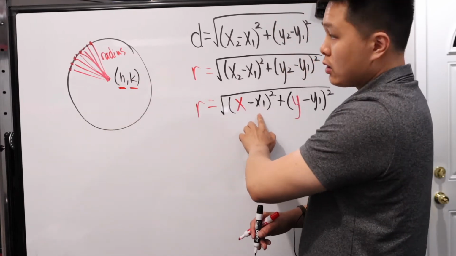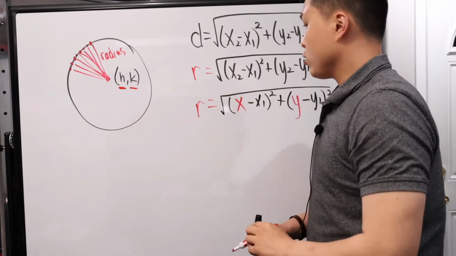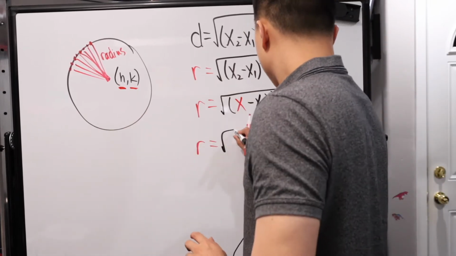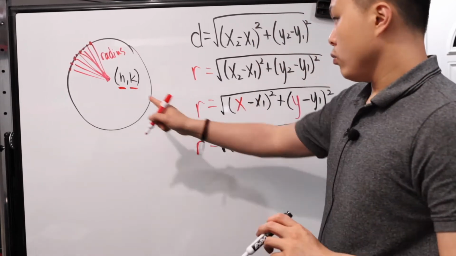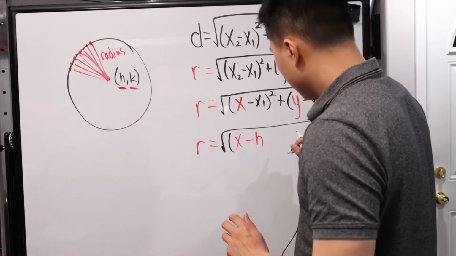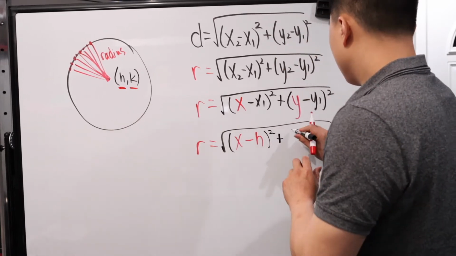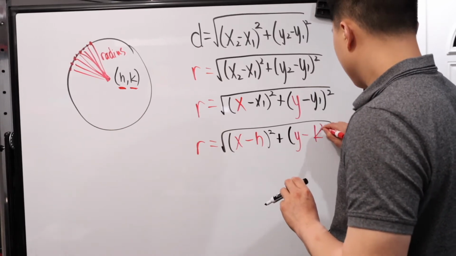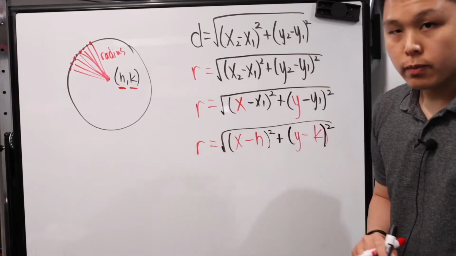This one, you can guess, since we're talking about the distance, or the radius, it's going to be these guys right here. So it's going to be r equals the square root of x minus, instead of x1, we have a set point, which is going to be h, our center point right there, h squared, plus y minus k. Well, let's just make it consistent, k squared.